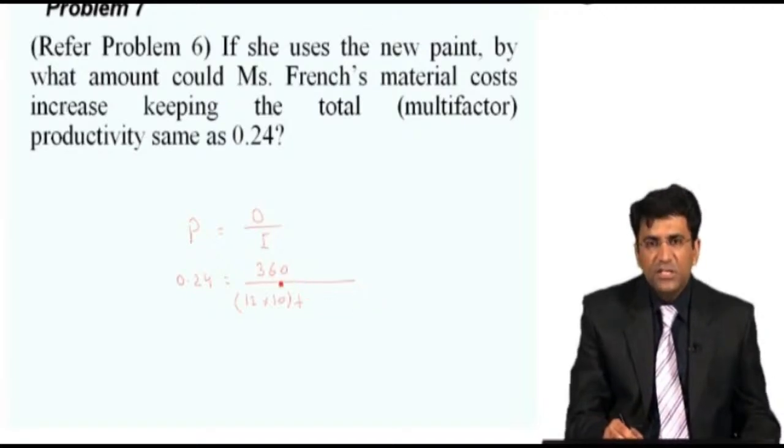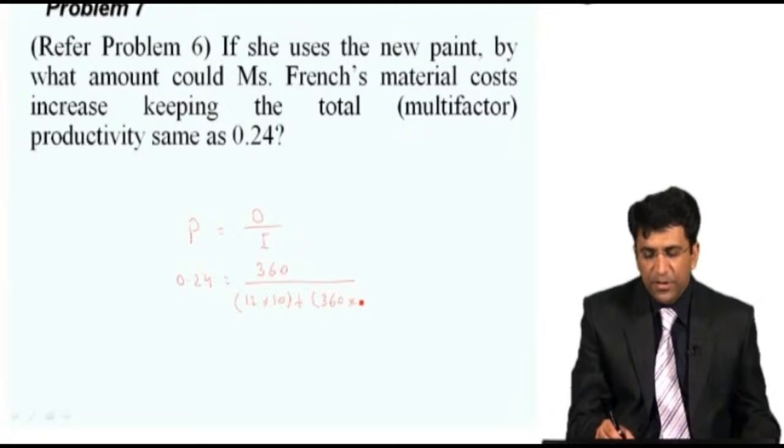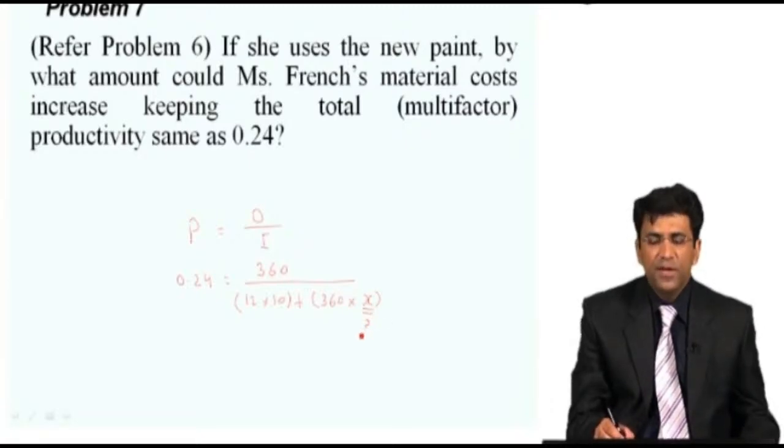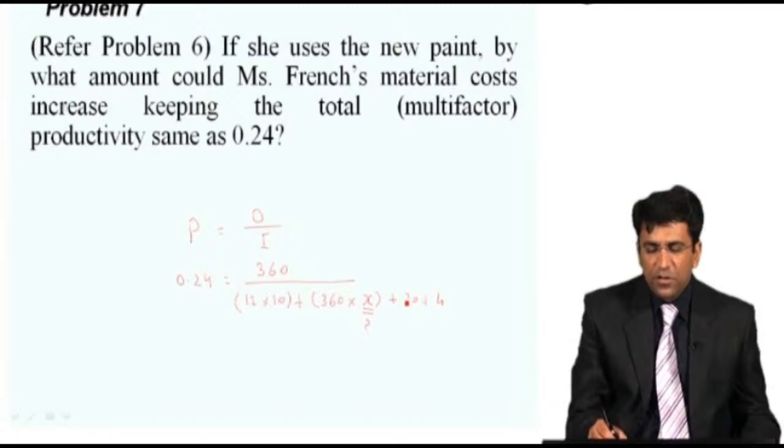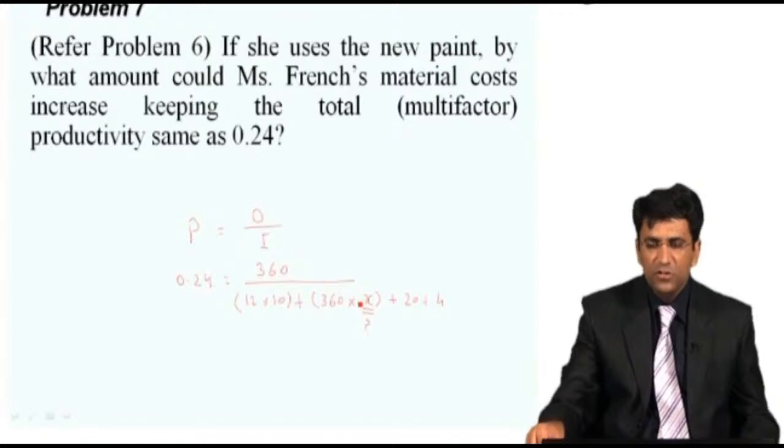If the output is 360, then in order to calculate the total material cost, we will have to multiply this 360 by the per unit cost, X. Now this X is to be calculated by us. Again, the energy cost and the supply cost will remain the same. So you can see in this equation only X is unknown. By solving this equation, we can easily calculate the value of X, that is our per unit cost.